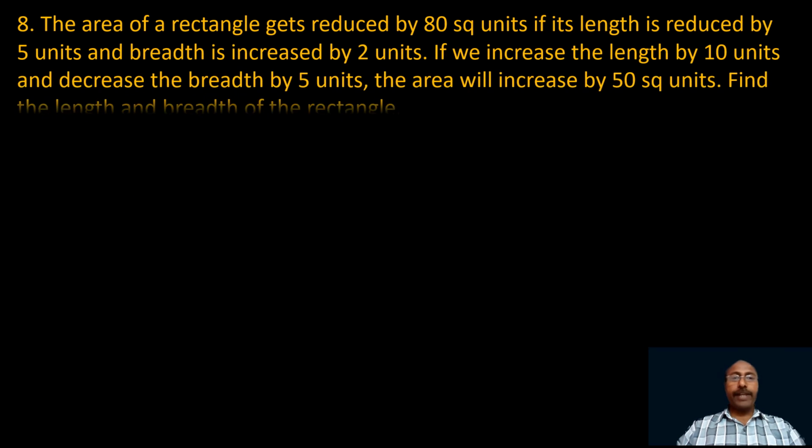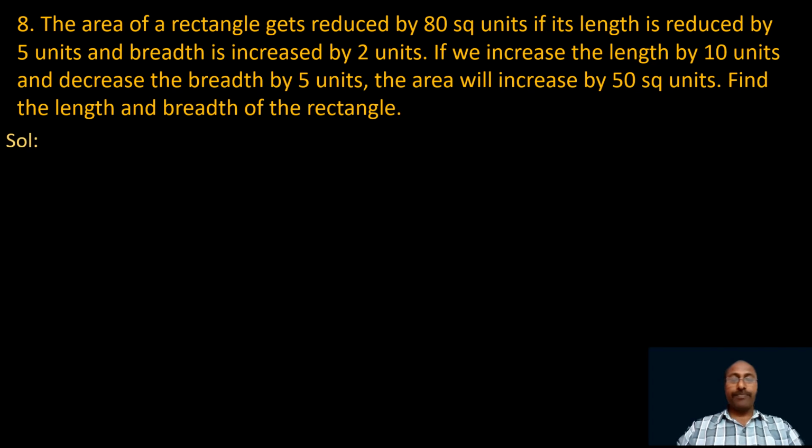The area of a rectangle gets reduced by 80 square units if its length is reduced by 5 units and breadth is increased by 2 units. If we increase the length by 10 units and decrease the breadth by 5 units, the area will increase by 50 square units. Find the length and breadth of the rectangle.